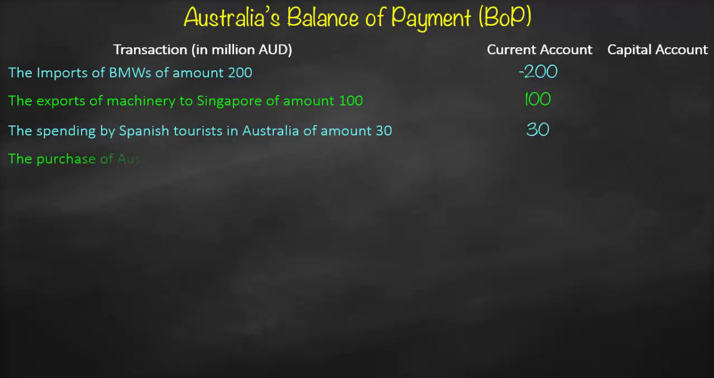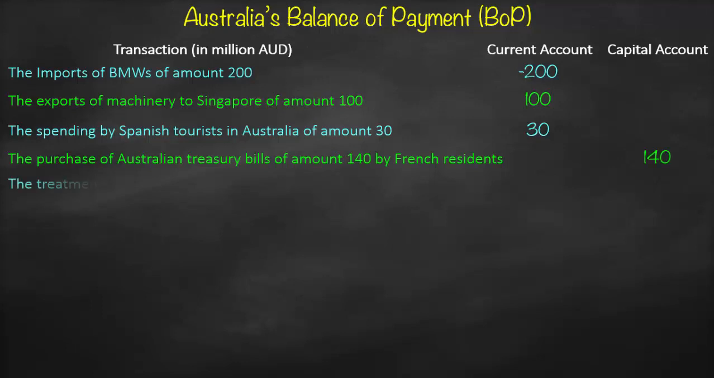Another transaction: the purchase of Australian treasury bills of amount 140 by French residents. French residents will buy bonds issued by the Australian government in the amount of 140. Once they buy the bonds, one day they will sell the bonds and get their money back. Therefore, it's a two-way transaction. Consequently, it will be recorded under capital account. If the French buy treasury bonds, it means that Australia will receive the money. Therefore, I will write plus 140 under capital account.